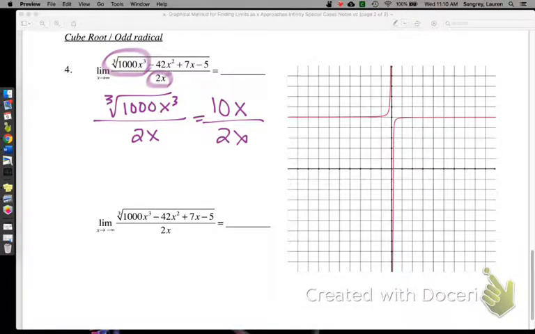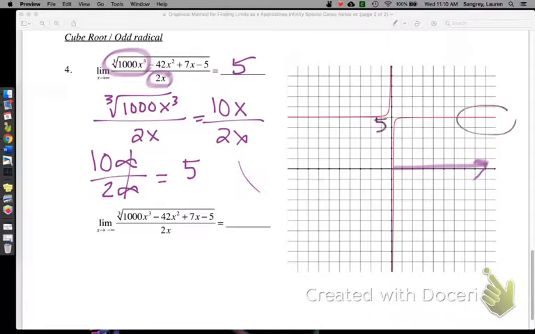You can use the coefficient test here. You have the same degree top and bottom. If we substituted positive infinity, we'd have 10 times infinity over 2 times infinity. Those infinities would cancel. 10 over 2 is 5. And when we look at the graph, as our x values get bigger and bigger and bigger, going to the right, you can tell that our graph is approaching 5.